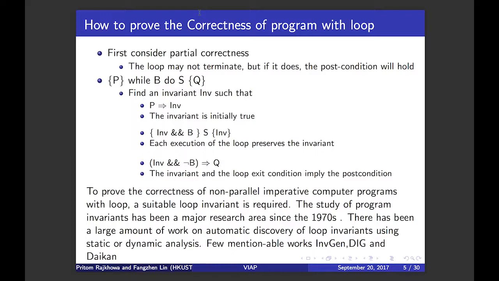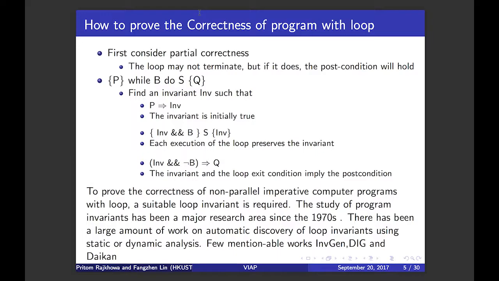First, consider partial correctness. The loop may not terminate, but if it does, the post condition will hold. To prove the post condition Q of a program with a while loop having a loop condition B and a body S with respect to a precondition P, the first and foremost important step is to find a suitable loop invariant INV.